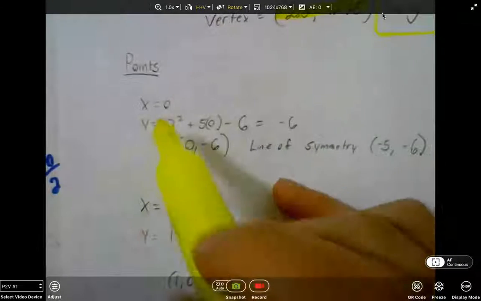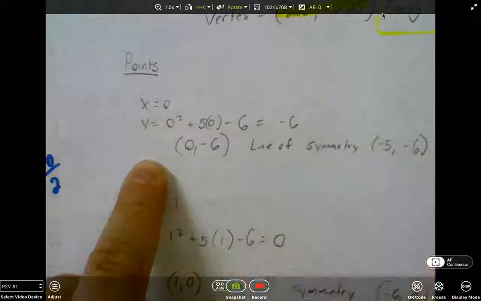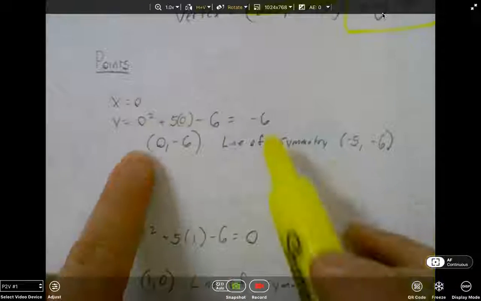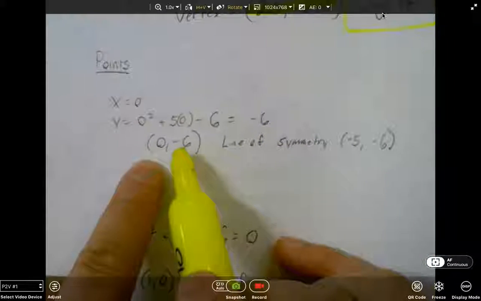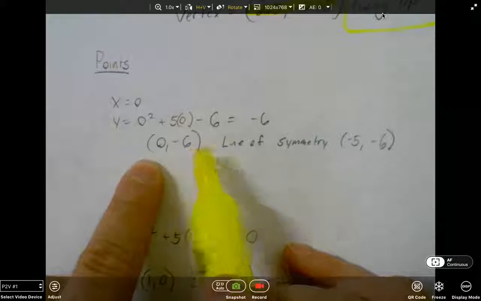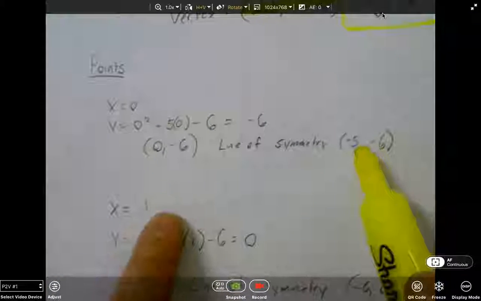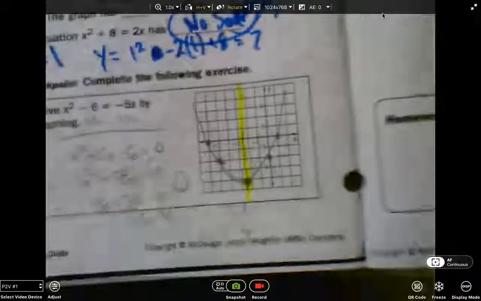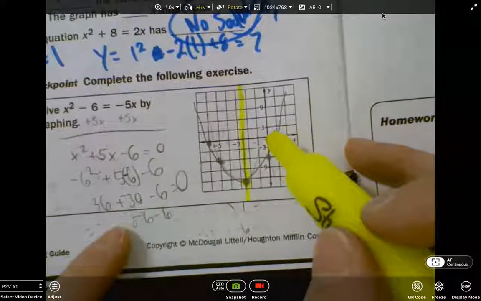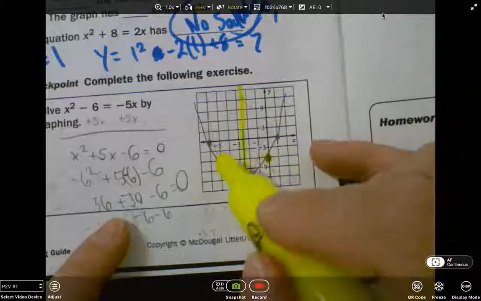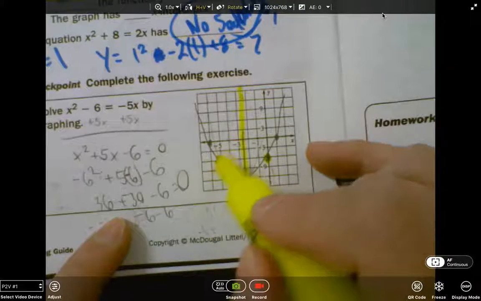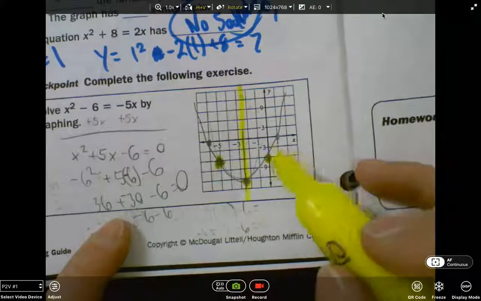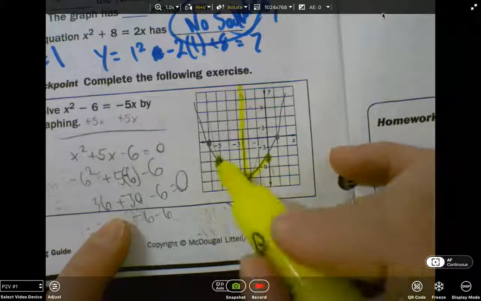So now, as far as finding points for my graph are concerned, I always start with x equals 0 because that's the easiest to find a y value, and I get negative 6. So I get 0, negative 6, and because of my line of symmetry, I also get negative 5, negative 6. So now going here, 0, negative 6 is here, and then here's that negative 5, negative 6.